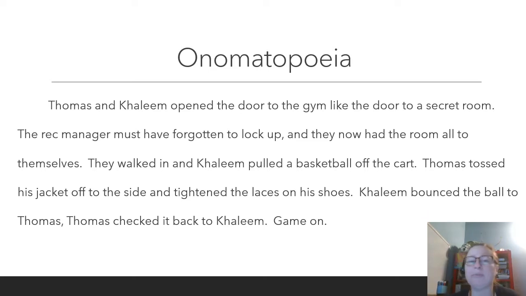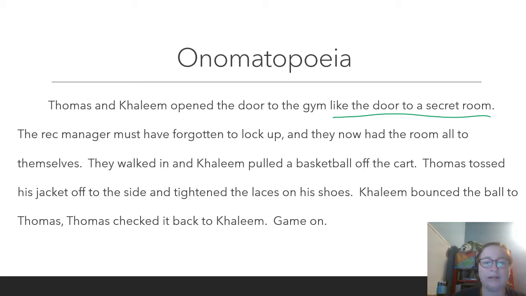Thomas and Kaleem opened the door to the gym like the door to a secret room. Oh, there's my simile. The rec manager must have forgotten to lock up, and they now had the room all to themselves. They walked in, and Kaleem pulled a basketball off the cart. Thomas tossed his jacket off to the side and tightened the laces on his shoes. Kaleem bounced the ball to Thomas. Thomas checked it back to Kaleem. Game on.